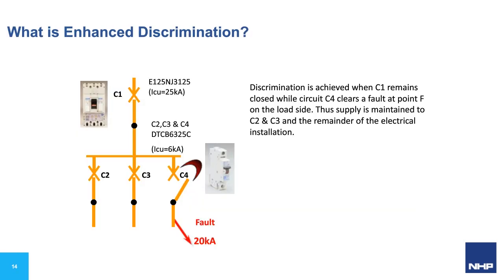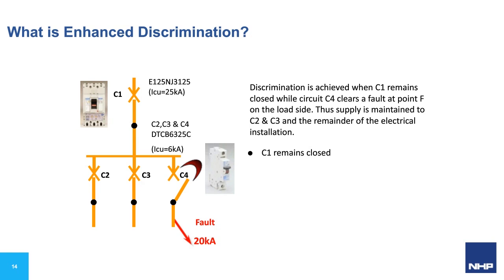Enhanced discrimination is achieved when C1 remains closed, when, for example, C4 clears a fault that is higher than its ultimate limit, ICU or ICN. The upstream device shall not trip up to a nominated level above the downstream device's tested short circuit capacity.